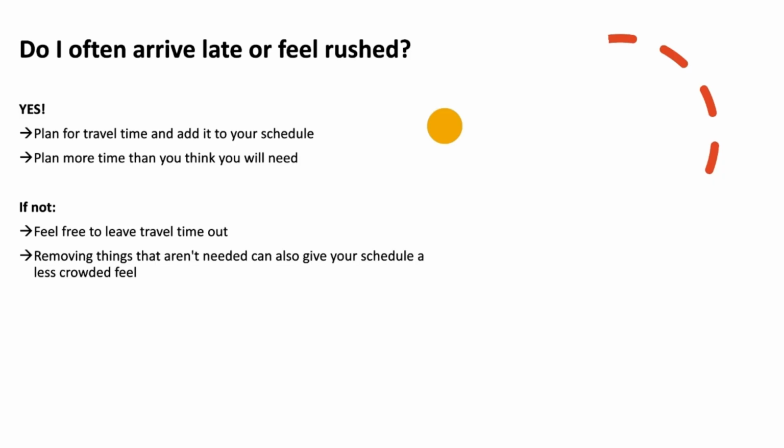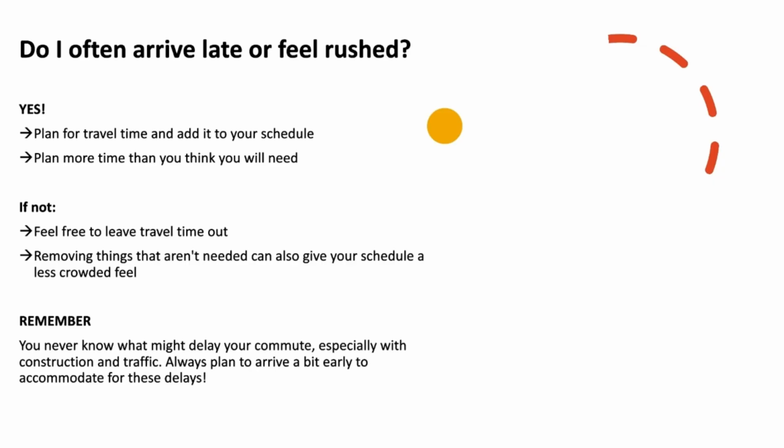Sometimes removing things that aren't needed from your schedule can give your schedule a less crowded feel. So if travel time isn't something that you need to include, taking it out could be a good way to give your schedule a little bit more free space. And remember, you never know what might delay your commute, especially with construction and traffic. So always plan to arrive a bit early to accommodate for these delays so that hopefully you'll at least arrive on time.